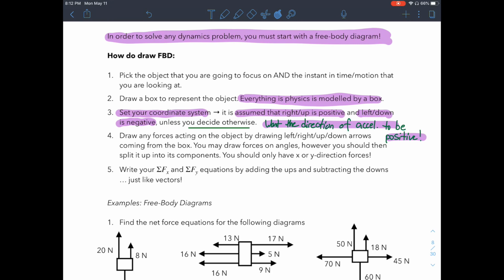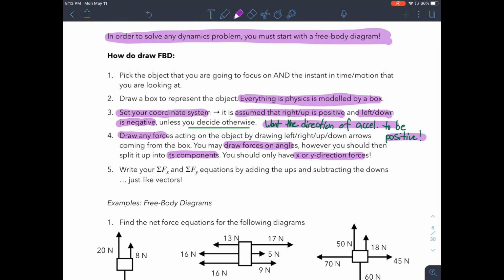Now that you've got your box, you know which way is positive and negative, just draw any forces acting on the object, okay? You're just drawing arrows. You can draw things on angles, but you should then split it up into its components just like a vector, so you only really have X and Y direction forces. And I'll show you what that looks like in a second.